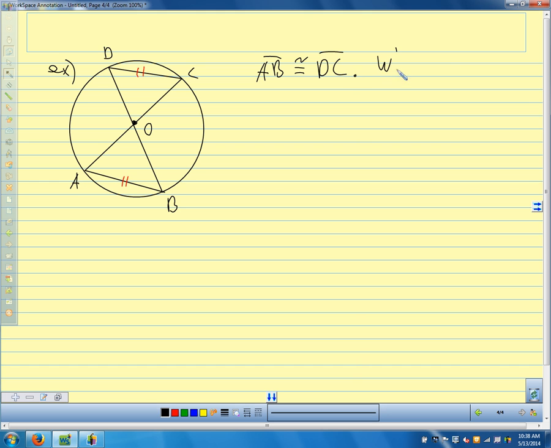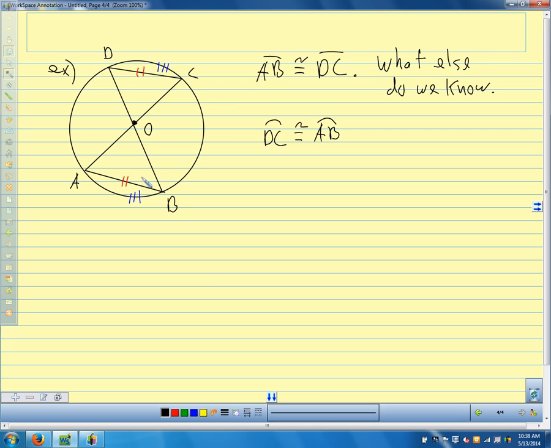And I'm going to say, what else do we know? What else can we figure out if we know those chords are congruent? Arc DC and arc AB are congruent. Arc DC is congruent to arc AB. If the chords are congruent, then the arcs are congruent. So we can mark those. I'll mark those with 3 blues there. Chords are congruent, arcs are congruent. What else can we figure out is congruent?